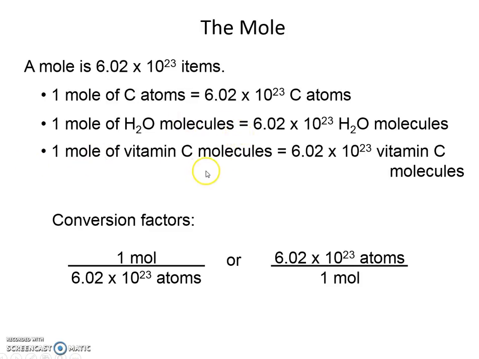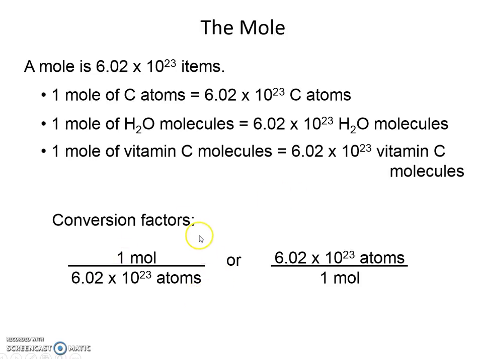If you have a mole of vitamin C, it's in molecules. So even if I didn't say molecules after the vitamin C, I know vitamin C comes as molecules. So I could say a mole of vitamin C is 6.02 times 10 to the 23 molecules.